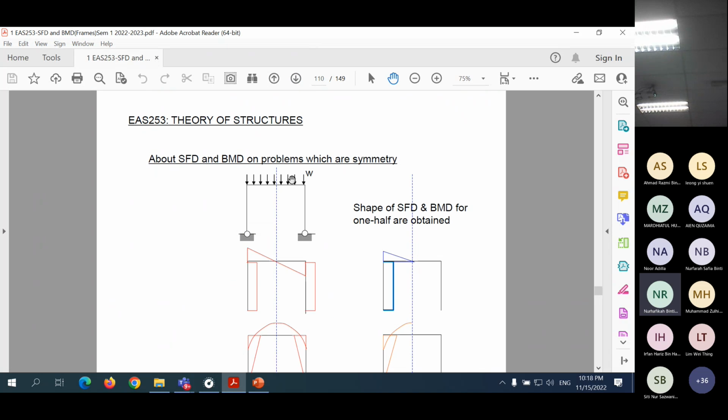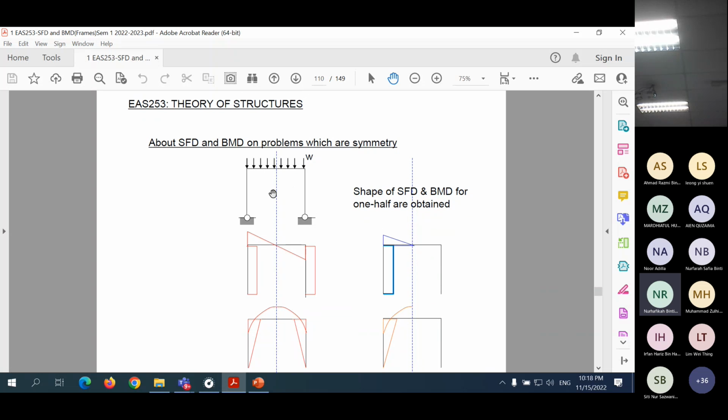For the axial force diagram, okay, another example is this. This is a frame which is a symmetry problem. The shape is symmetry, and the loading is also symmetry. So the axis of symmetry is this. And if we draw the shear force diagram, this is the shear force diagram that we will get. And this is the bending moment diagram that we are going to get.